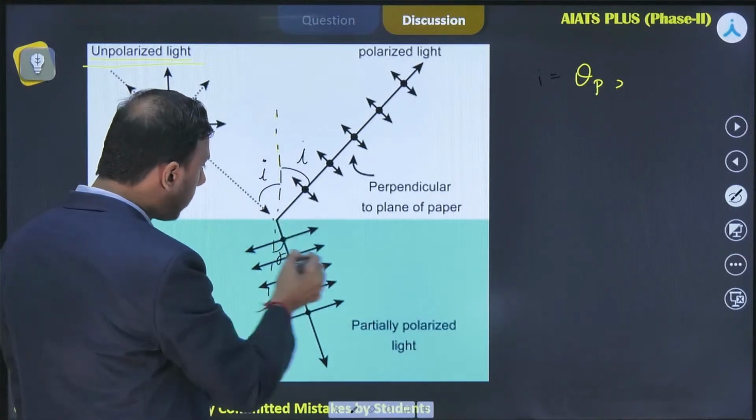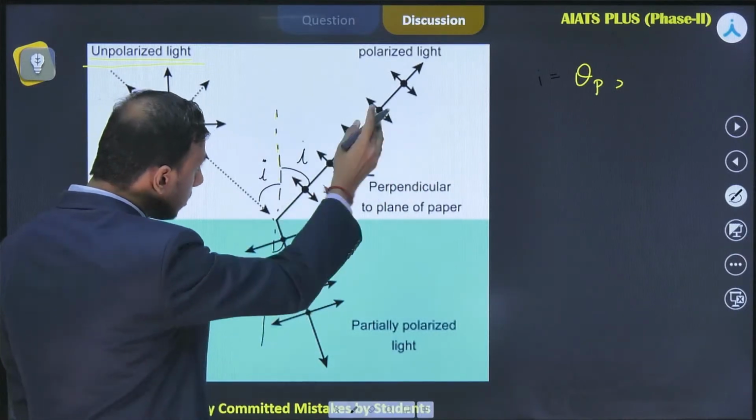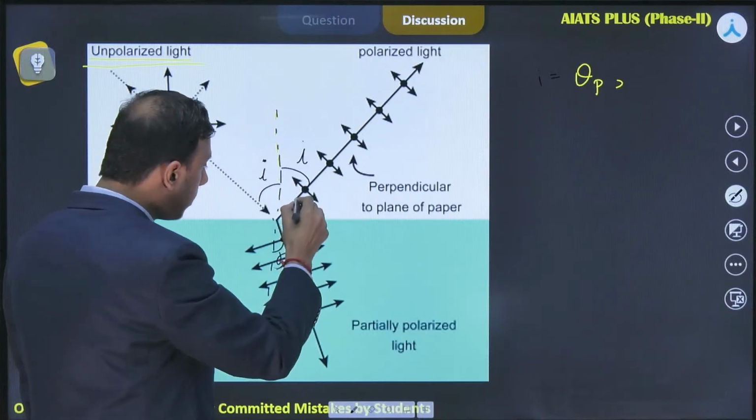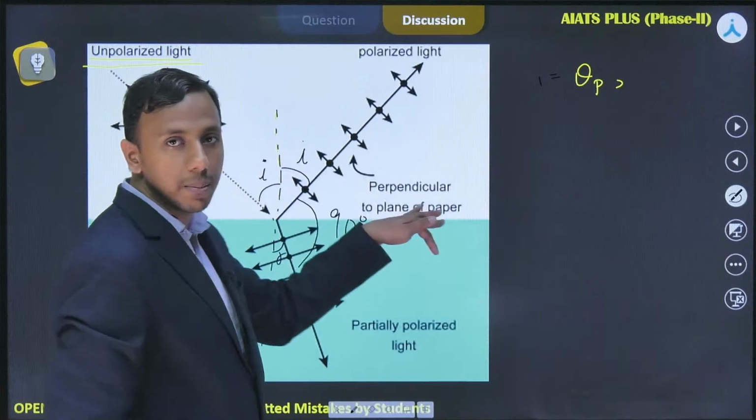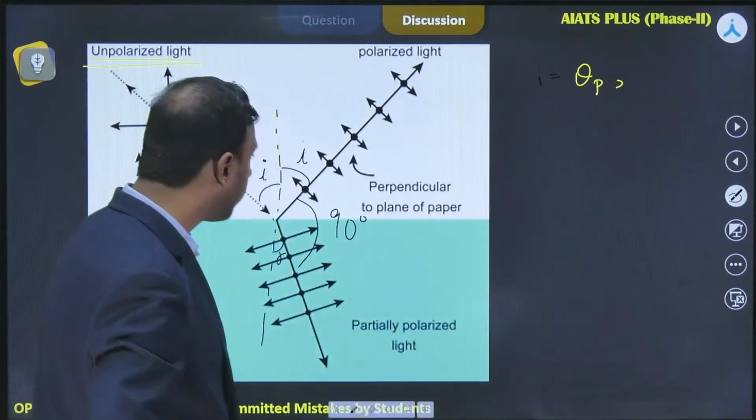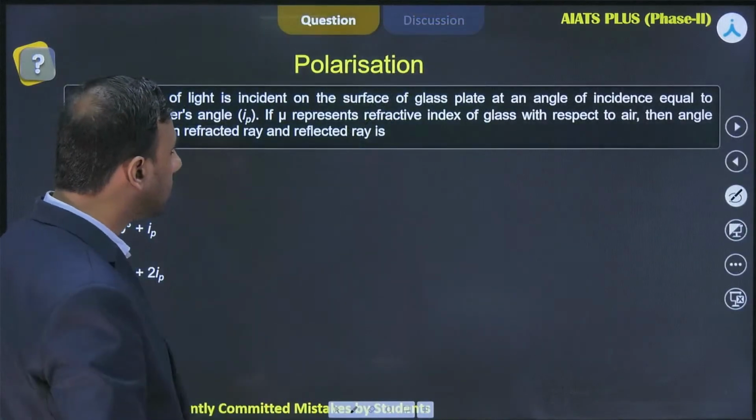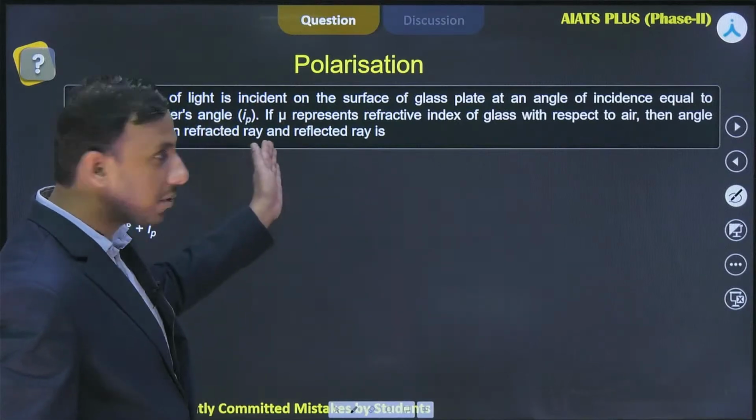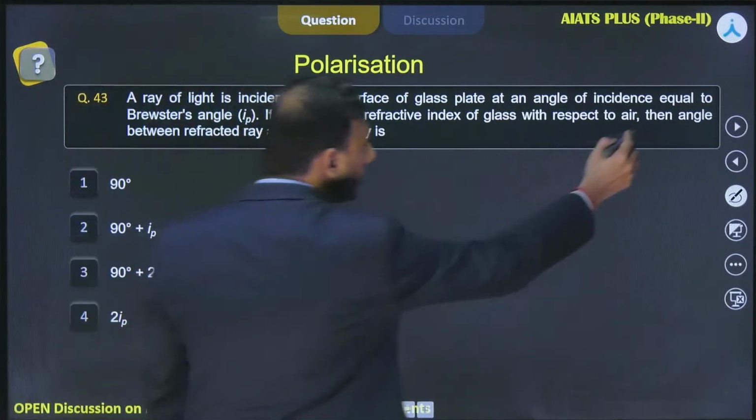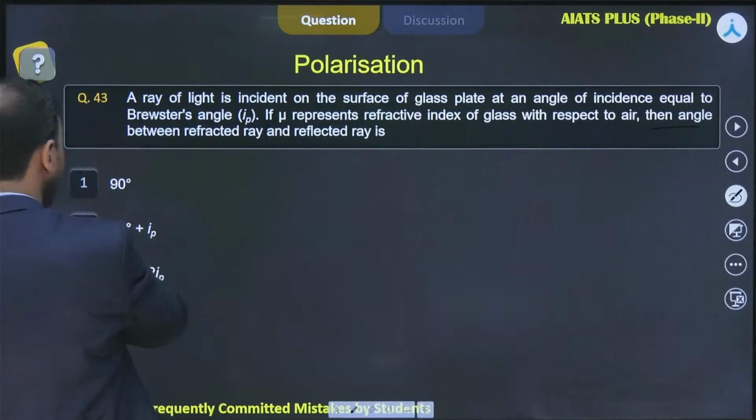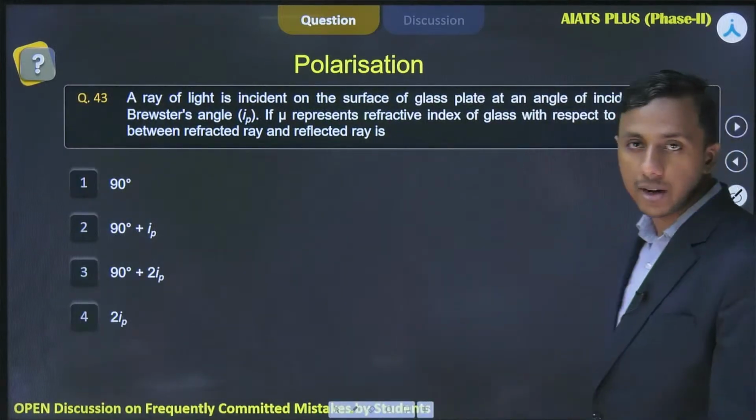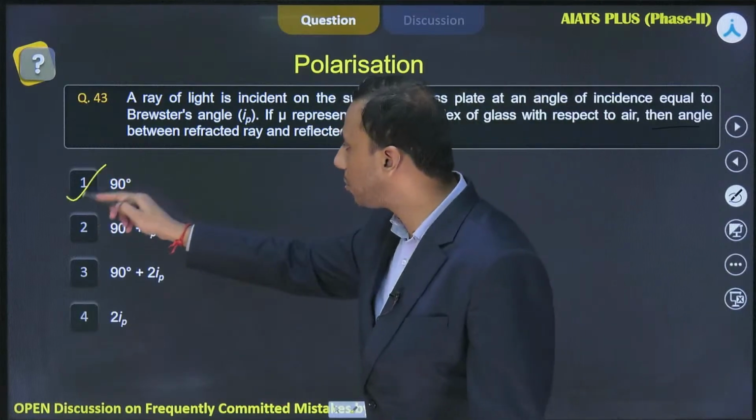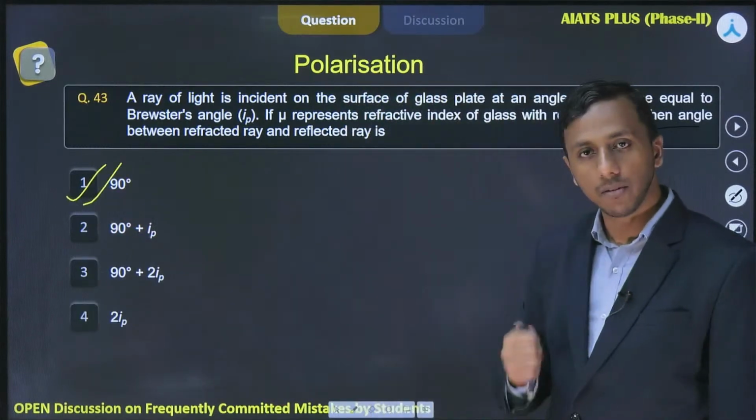And what would be this angle? As I said, these two rays have to be perpendicular, right? So this angle has to be 90 degrees for this to happen. And if you see the question, they have clearly described the same thing, and they are asking the angle between the reflected ray and refracted ray, right? So the answer obviously should be 90 degrees. The angle will be 90 degrees.